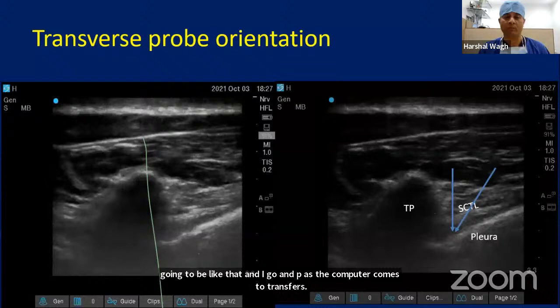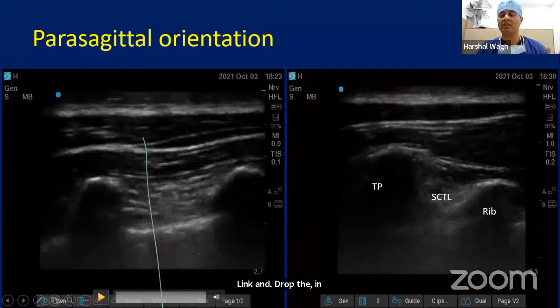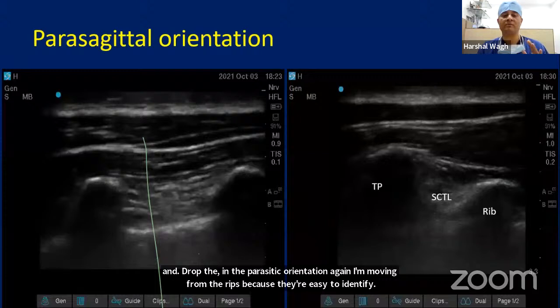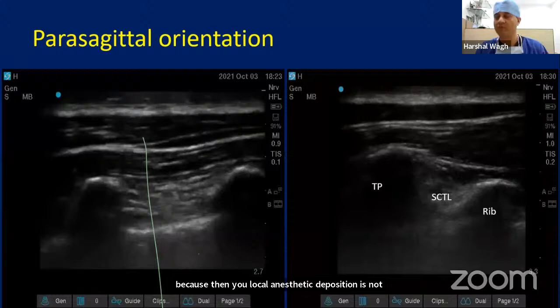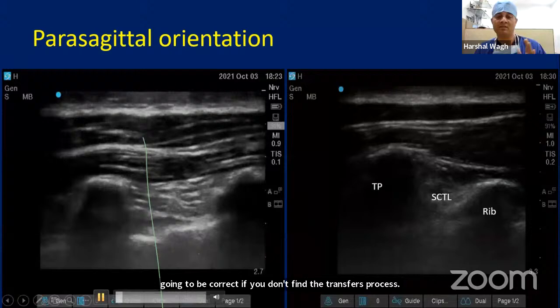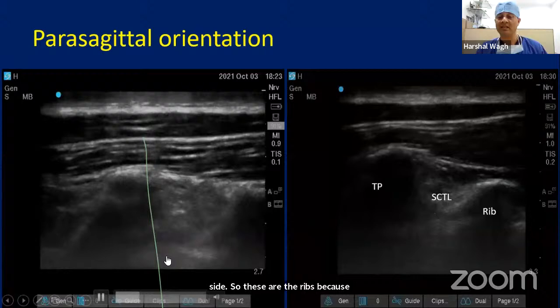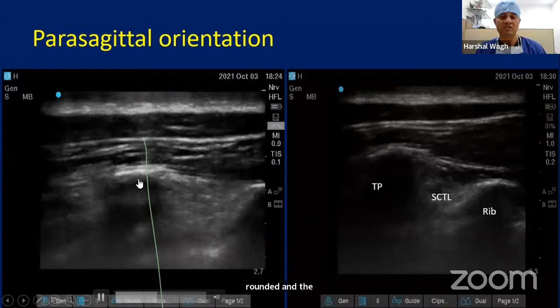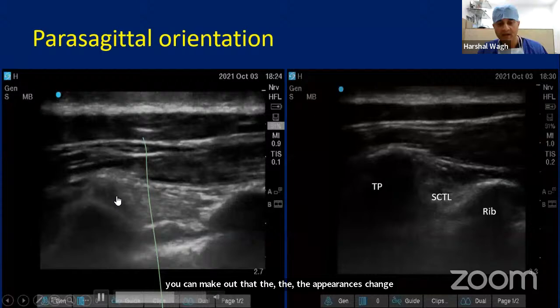In the parasagittal orientation, again, I'm starting from the ribs because they're easy to identify. Identification of the ribs to the transverse process is important, because your local anesthetic deposition is not going to be correct if you don't find the transverse process. So I'm going to move again from the lateral to the medial side. These are the ribs because they are rounded and the pleura is easily seen. As I come medial, you can make out that the appearance has changed. It's become a little bit flatter. You can see the transition between the rib and the transverse process happening here.